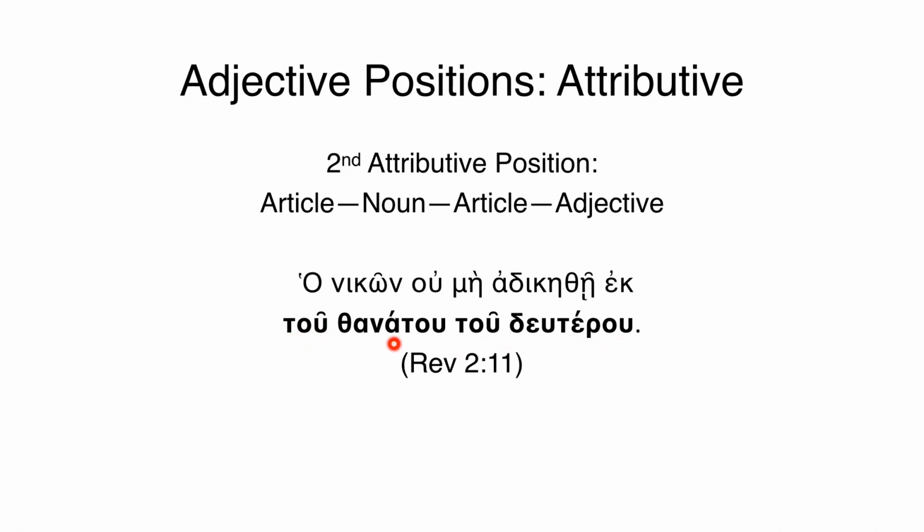You've got the death: article, noun, article, adjective. But we translate it the second death. It is still attributing something to the noun in question. So there's no difference in meaning between first and second attributive positions. They're just two different ways of constructing the same thing.